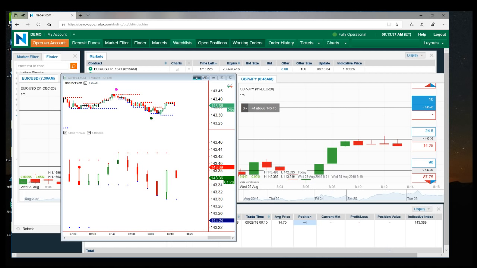And you can see this is where it hit that resistance area. And it just cannot clear that resistance area.